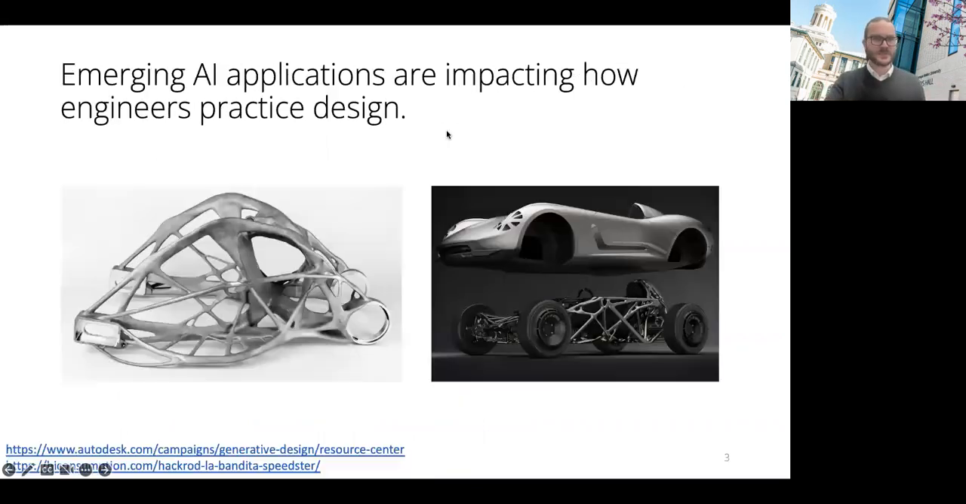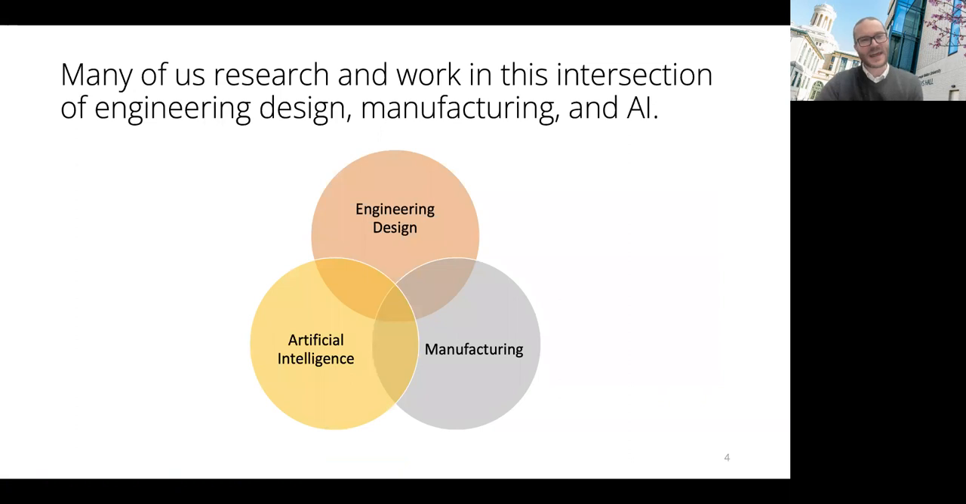And we're starting to see products coming out that take advantage of AI to achieve superior performance. We're seeing a lot of high-end products that take advantage of AI. Many of us here now do some sort of research or work at this intersection, this combination of engineering design and manufacturing and artificial intelligence. It's a really exciting area to work in. This combination is just fascinating.